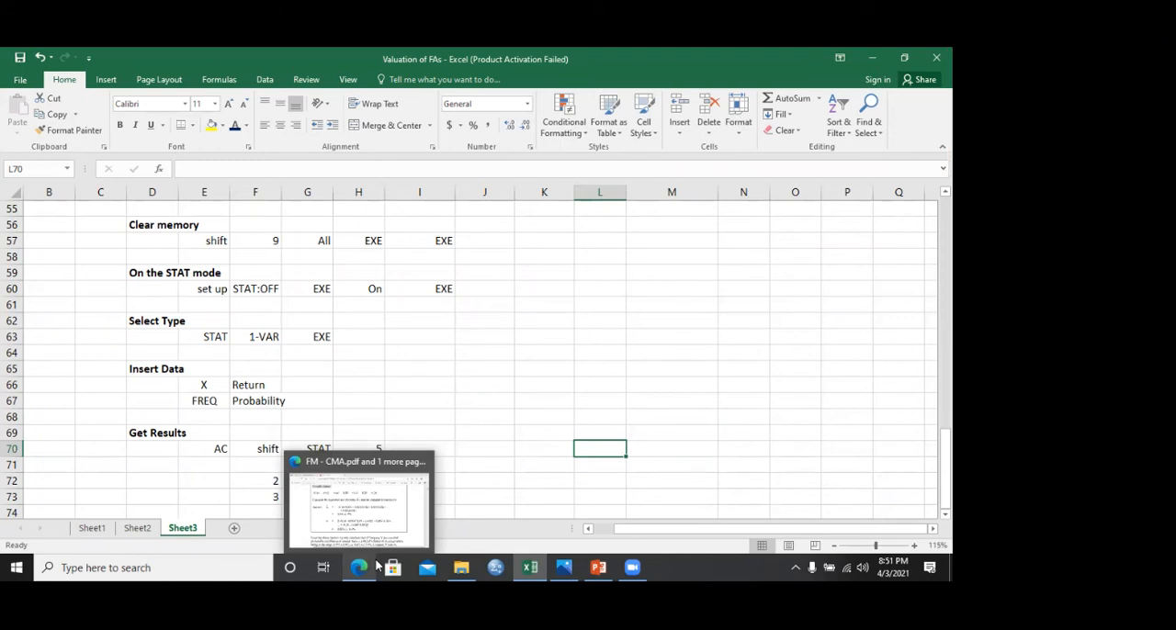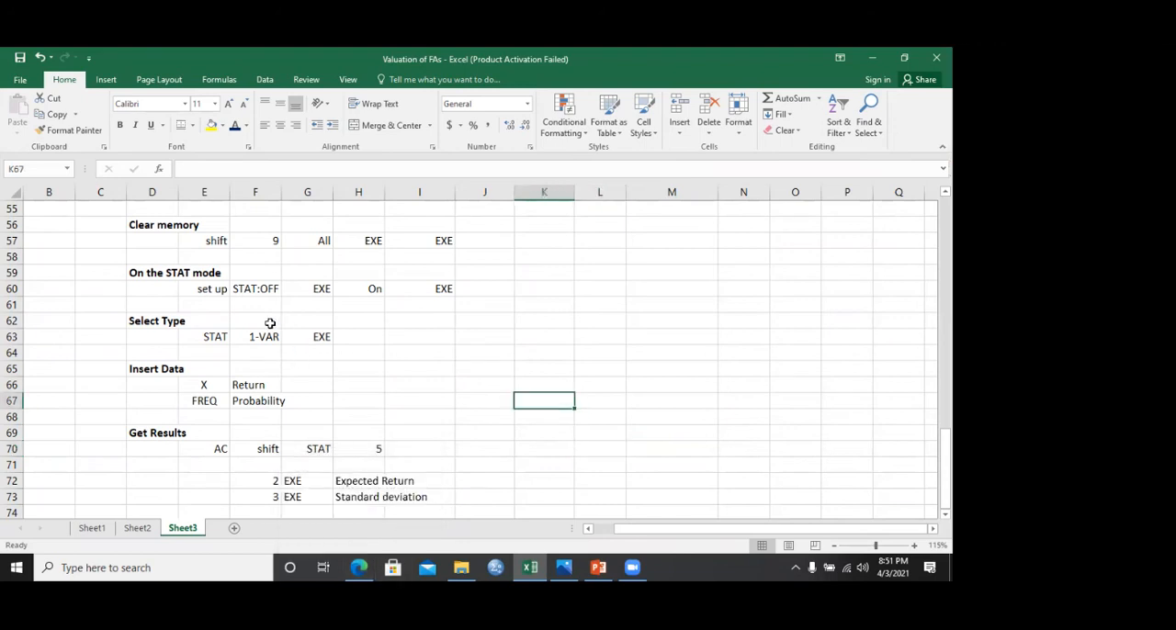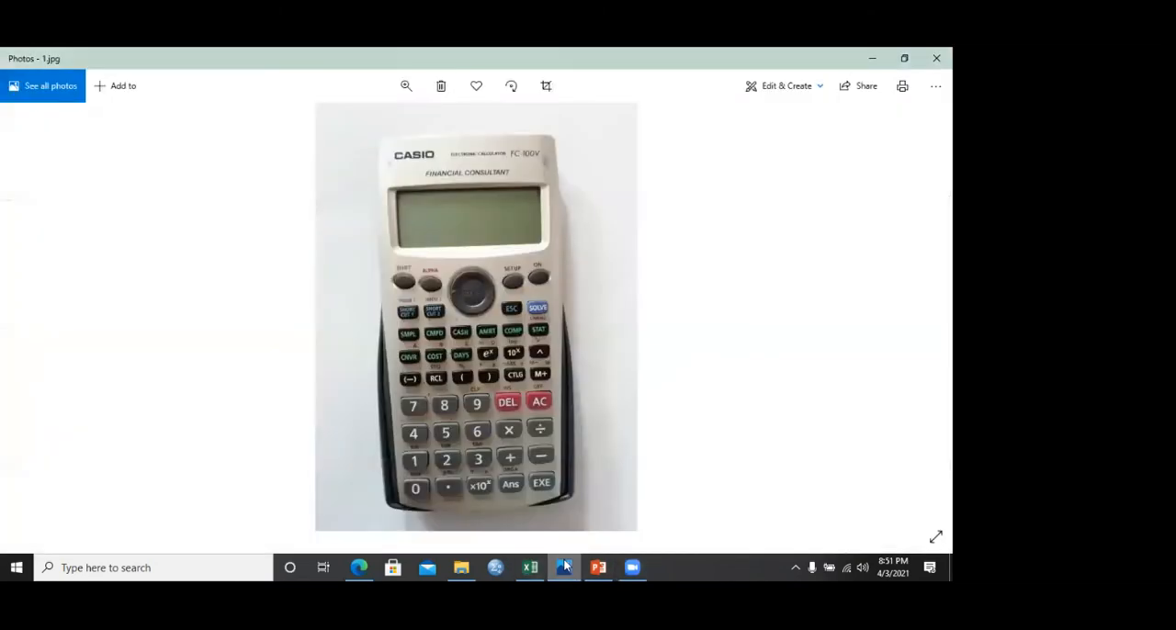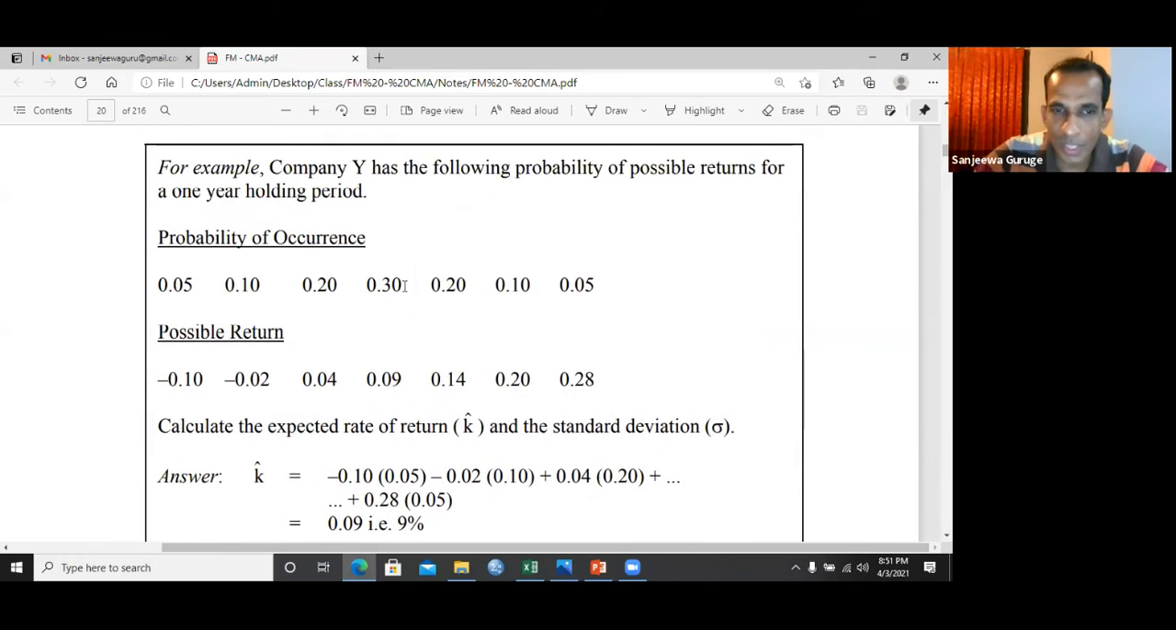So can you repeat the answers again? You mean the steps? Those are the sums that we tried. Can you repeat the answers again, the expected return and the standard deviation? Yes. Here you need to insert these return data.